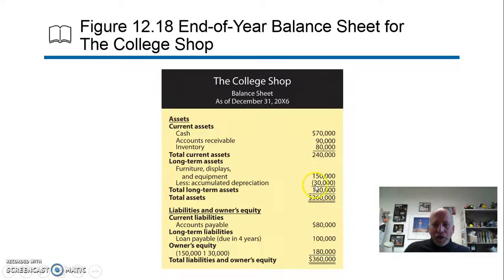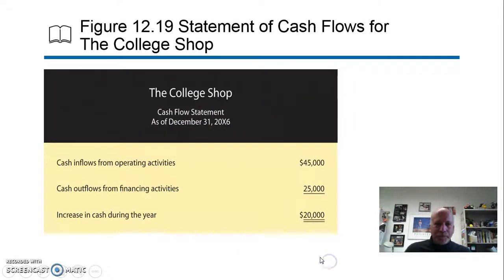Accumulated depreciation is a lot more detailed than what we need to get into, but it's taking into consideration that some of the assets that we have start to wear out and become less and less valuable over time, and that's what depreciation does. So we have total assets of $360,000, liabilities plus owner's equity, again, the two equal at $360,000.